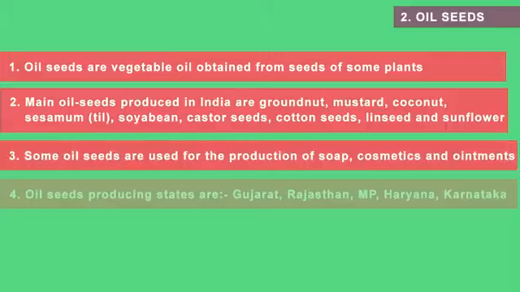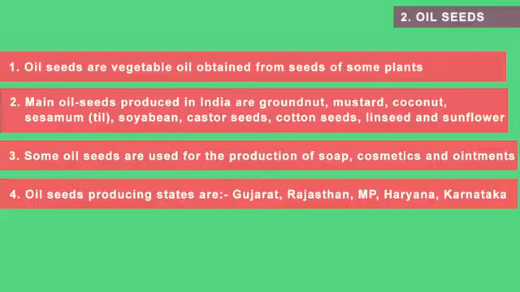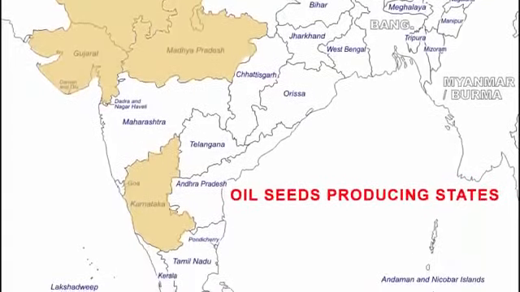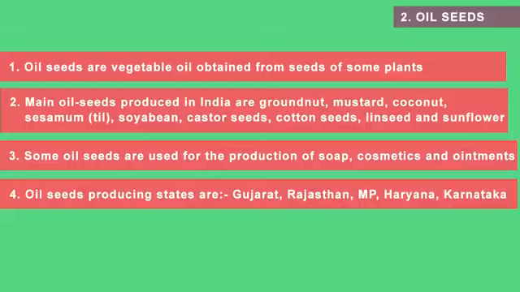Now we also use oil for the production of soap, cosmetics and ointments. So this adds more value to this kind of crop. Some of the states that produce oil seeds are Gujarat, Rajasthan, Madhya Pradesh, Haryana and Karnataka. So this was all about the oil seeds.